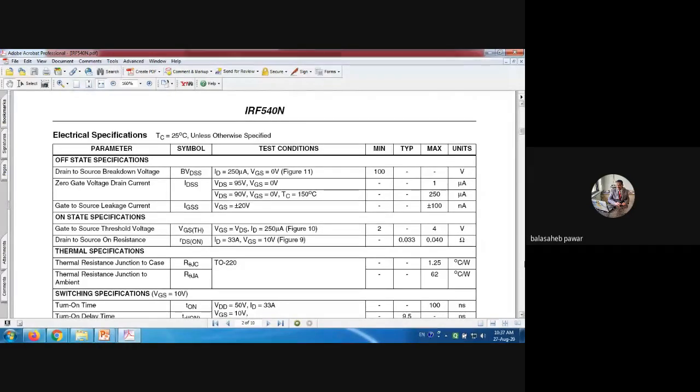Correct? So by taking our previous example as reference, what we can conclude is we can't use this IRF540N, because during the off period of that pulse, the transistor will get turned on. Right? Do you agree with this? Because its drain to source minimum breakdown voltage is given as 100 volts only, and in our previous consideration, that was 207. Because that drain voltage will remain available there continuously.